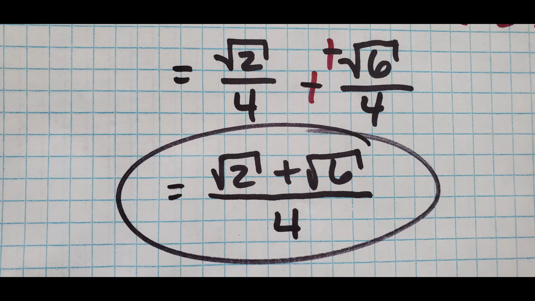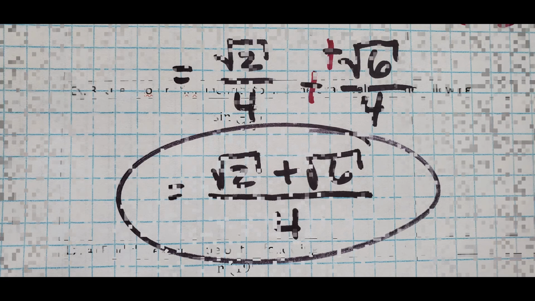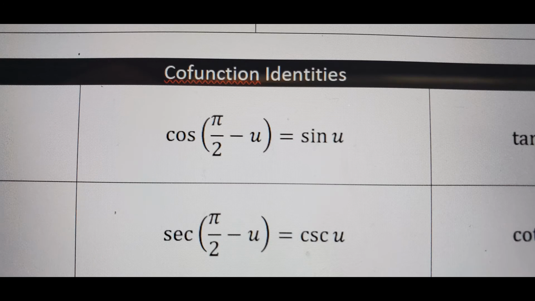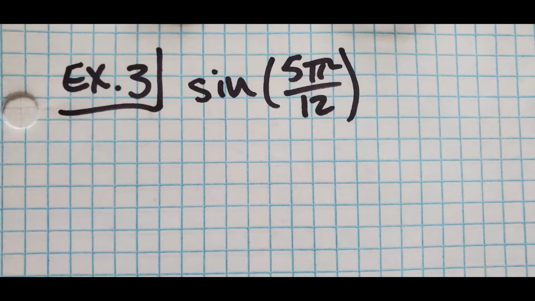All right. So now let's talk about example 3. Example 3 is kind of an extension on those previous problems. Basically, at the beginning of it, they can say, hey, use a cofunction identity to come up with the exact value. We're going to use the cofunction stuff, but then it's going to look really similar to what we were just doing. So let me show you what I mean. So for the first one, we have sine of 5 pi over 12. Well, we come down here, and right in the middle, we have cosine of pi over 2 minus u equals sine of u. Well, in this case, we had sine of 5 pi over 12, so that's what our u is going to be for this one.